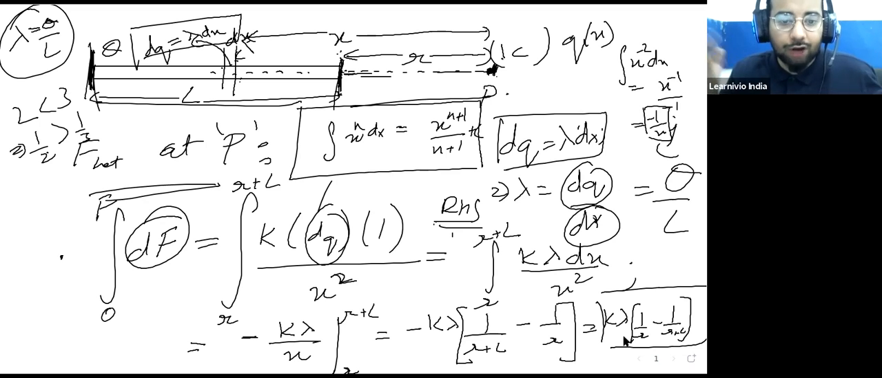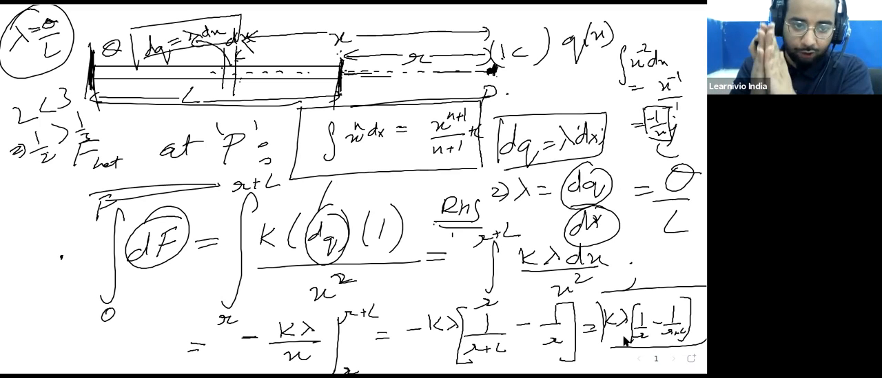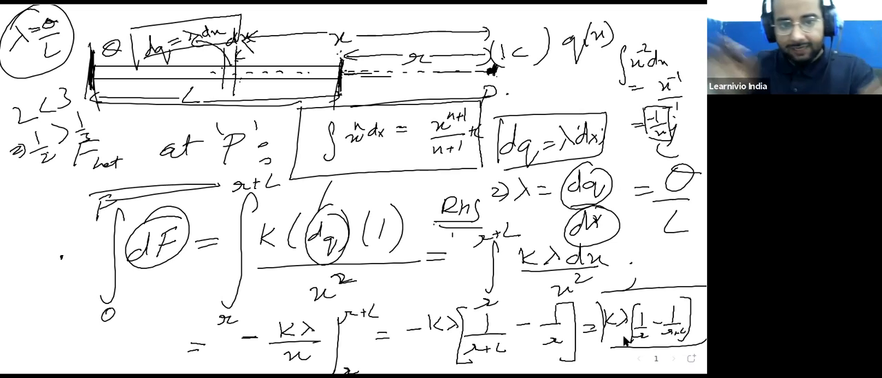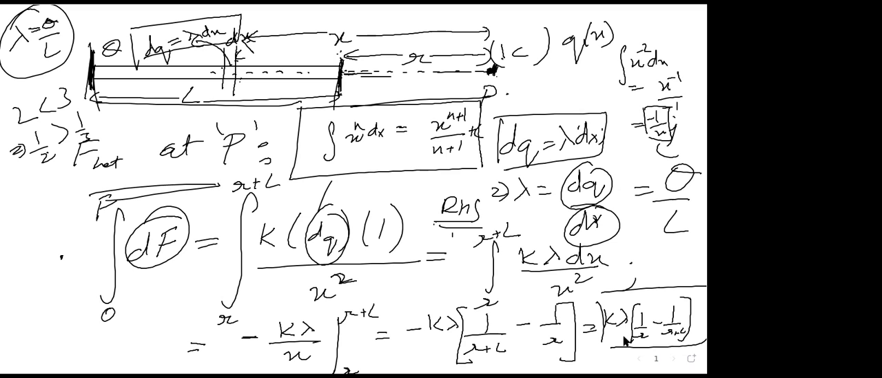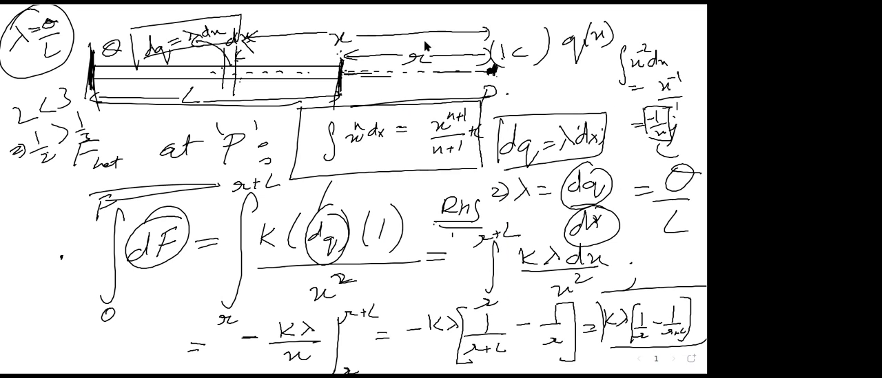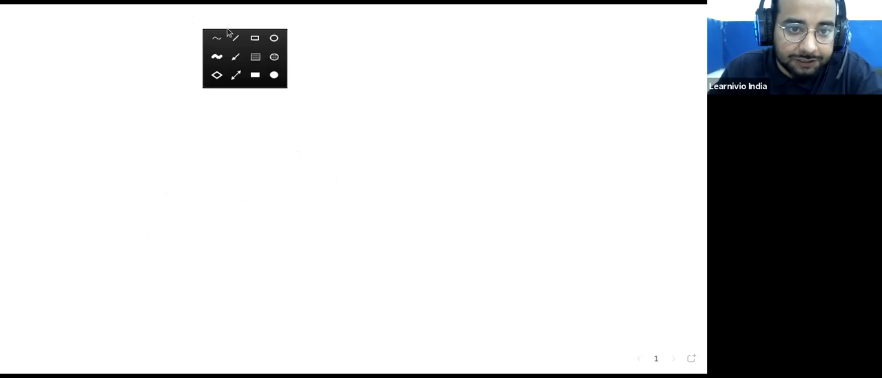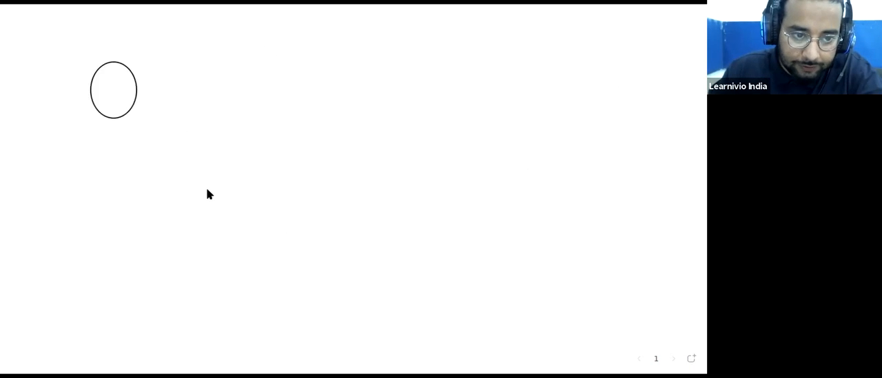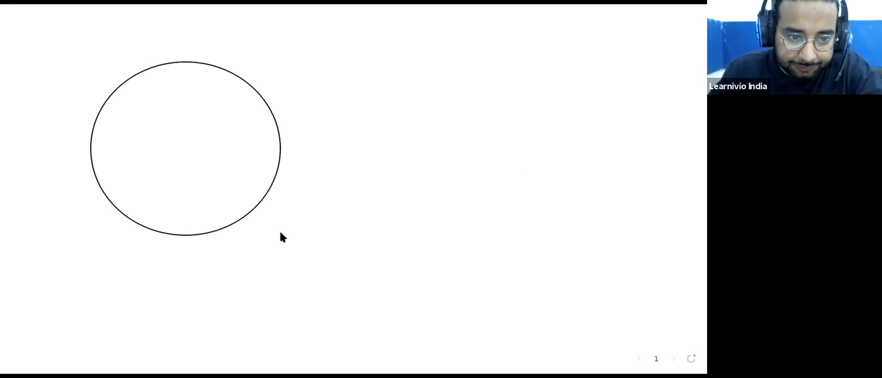So this is essentially how you progress. You take small elements, see how far away each one is, and add up all the elements. Does this derivation make sense? If this makes sense, let's try another derivation, this time for a ring.